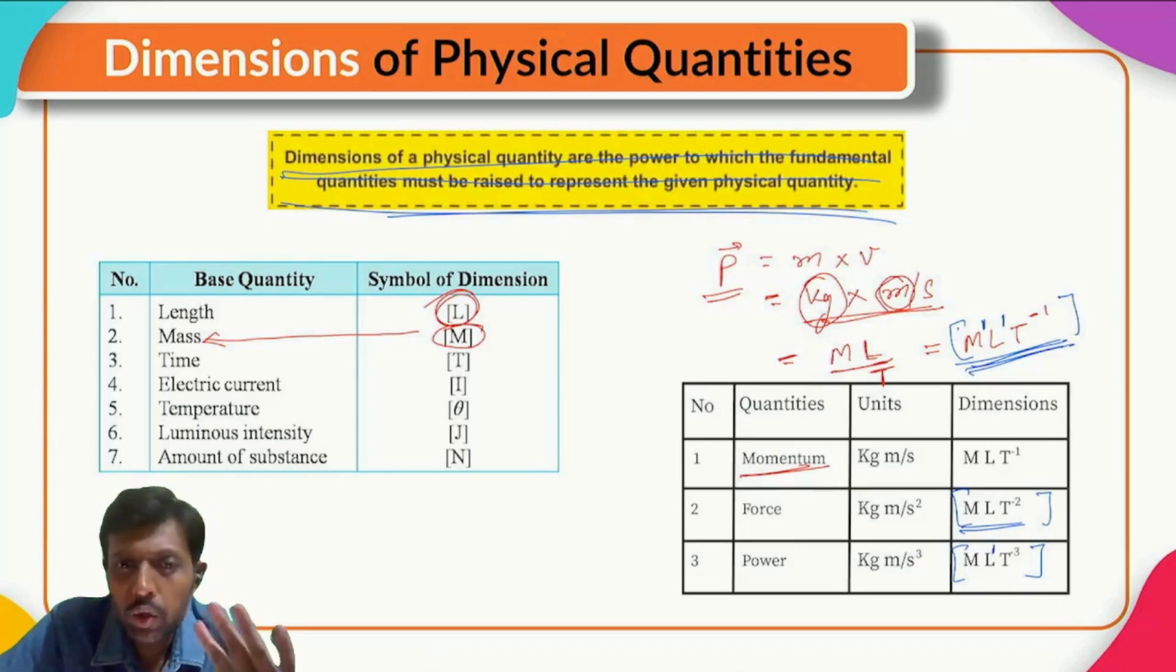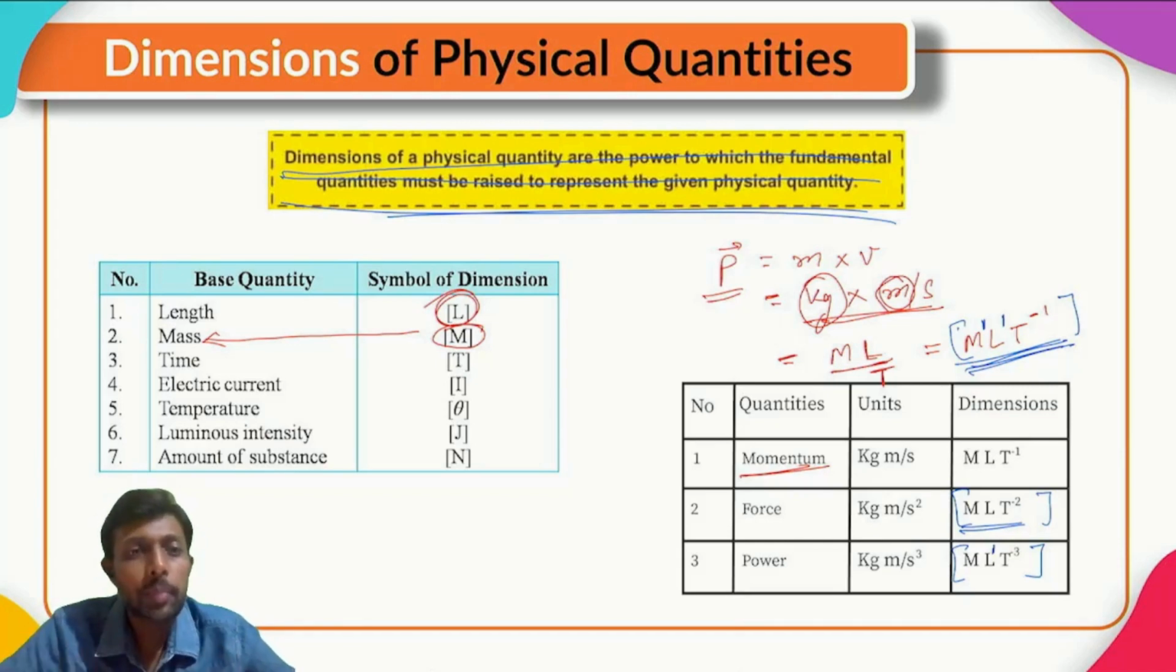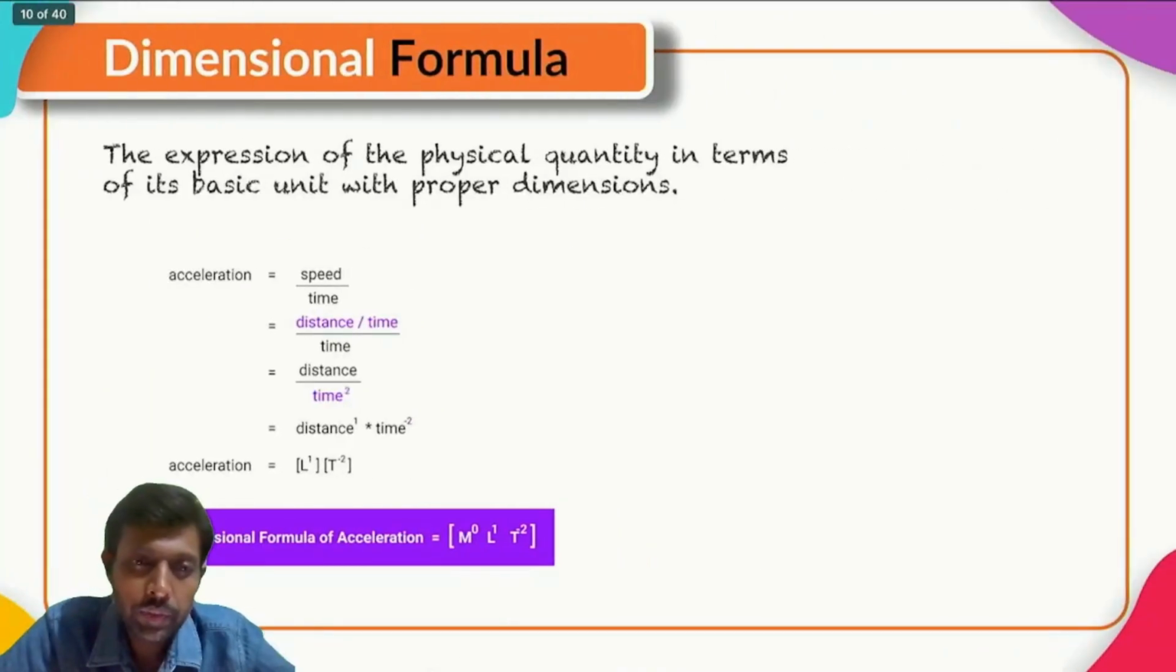As an example, we took momentum, force, and power to understand what are the dimensions of individual fundamental quantities within the dimensional formula of momentum, force, and power. I hope this part is clear because this is our stepping stone to the next part, which is understanding what dimensional formula is.